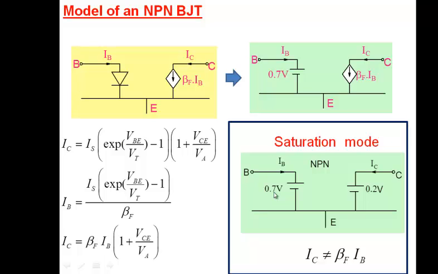Again, just like I showed you earlier, that 0.7 volts is not really true. For different transistors, you may have 0.6 or 0.8, 0.75. These things vary depending on the current, depending on how the transistor is made. Similarly, this also varies. It may be 0.3, it may be 0.4, it may be 0.1. It depends on the transistor, how it is biased, how it is made.